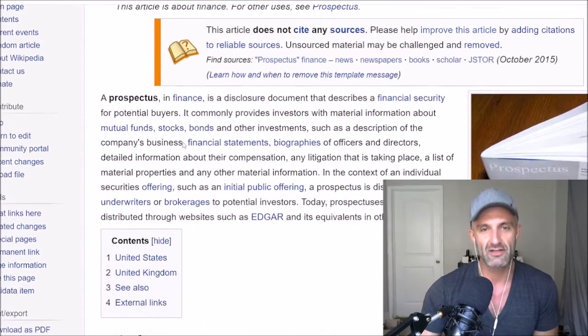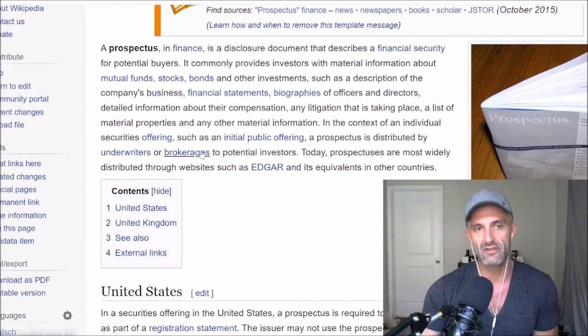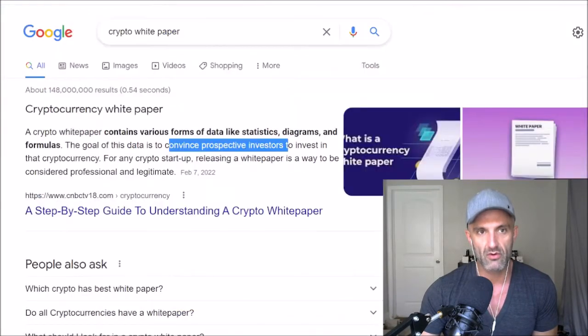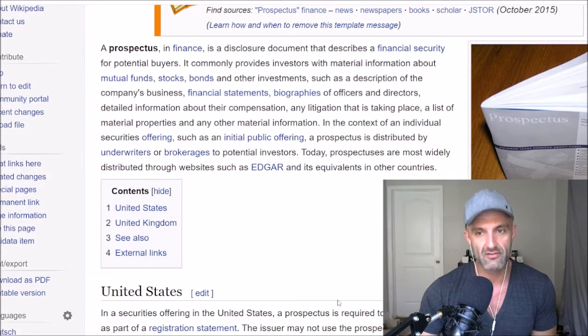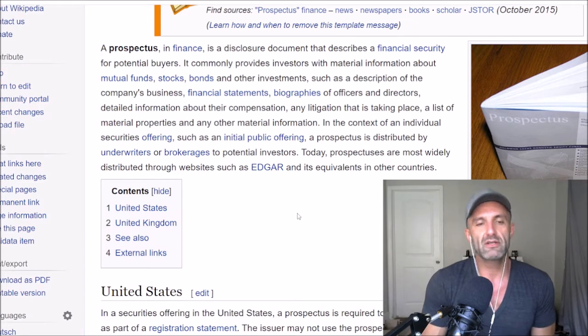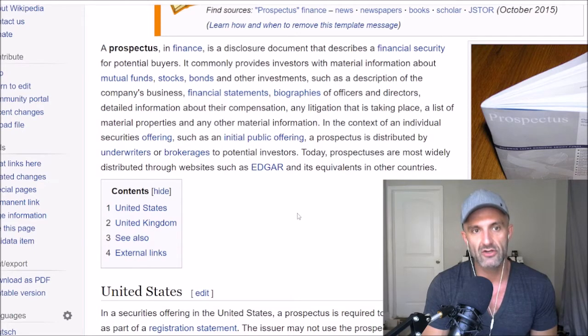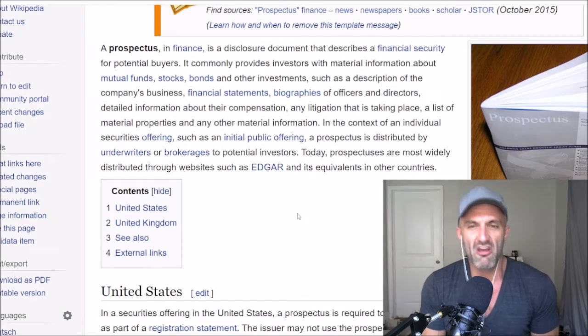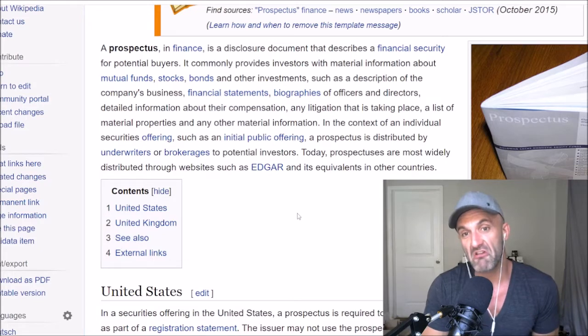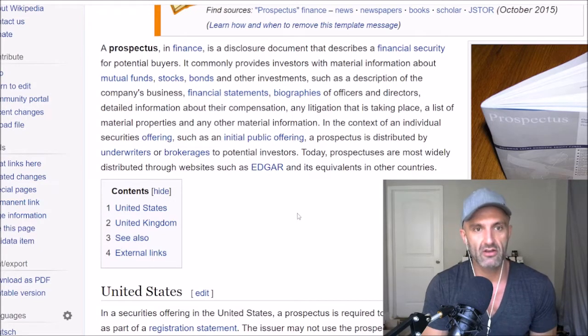Okay, so prospectus. This is what the traditional definition is that I think a crypto white paper should be at least, using as a slight bit of a framework to get this. And we're going to get to my thoughts on this in a second. A prospectus in finance is a disclosure document that describes a financial security for potential buyers. And you're like, wait, crypto is not a financial security. Bro, it's a financial security. Get over it.